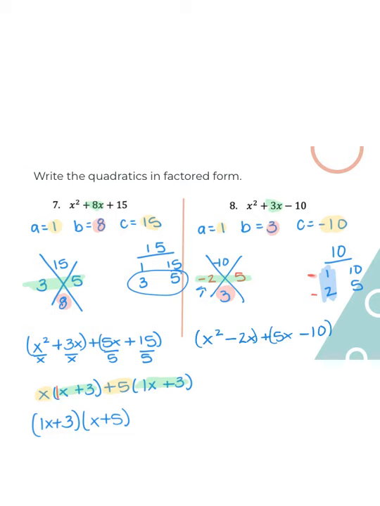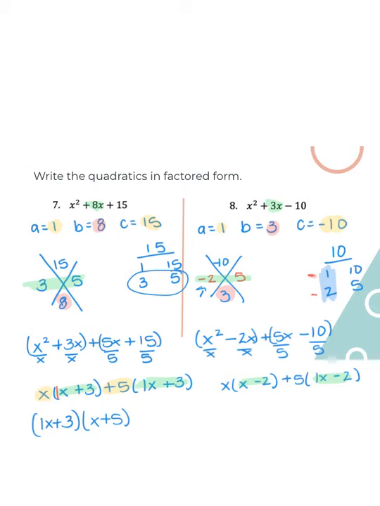So x squared and negative 2x, I'm going to divide this by x and this by x. And 5x and negative 10, I can take a 5 out of both of those. So my x comes out front. X squared divided by x is x. Negative 2x divided by x is going to be a negative 2. Plus 5 goes out front. 5x divided by 5 gives me a 1x. And negative 10 divided by 5 gives me a negative 2. So now I'm checking. I have x minus 2 and 1x minus 2. Those are the same.